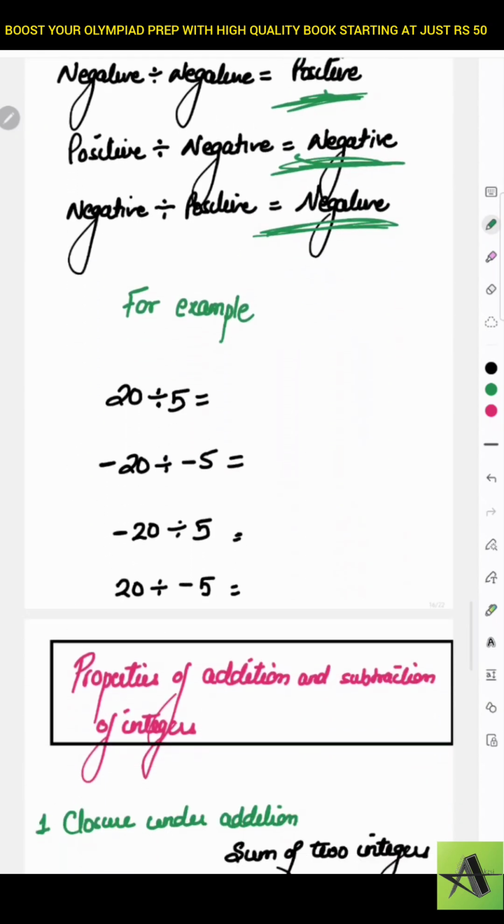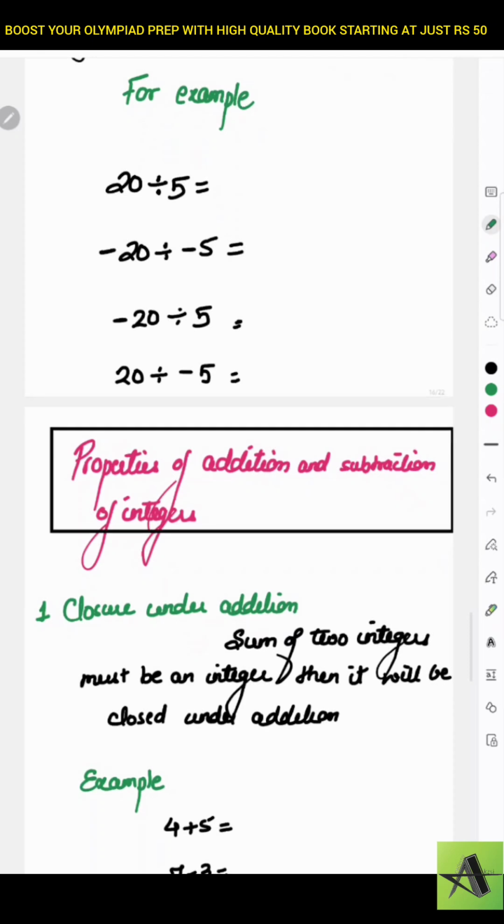Let me say an example, 20 divided by 5, that means 20 over 5, and we know it's 4. Now negative 20 over negative 5. They both are negative, so what will happen? They get cancelled out, and that's the reason our answer will become positive. So this will become positive 4. Negative 20 over 5. One is positive, one is negative. Negative stays there. The answer is negative 4. And 20 over negative 5, that means still the answer is negative 4.